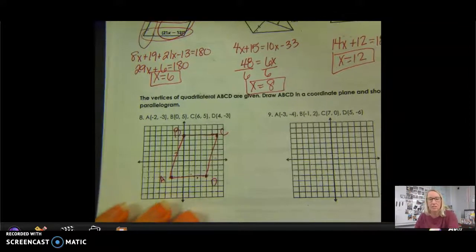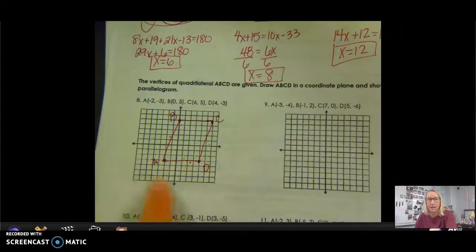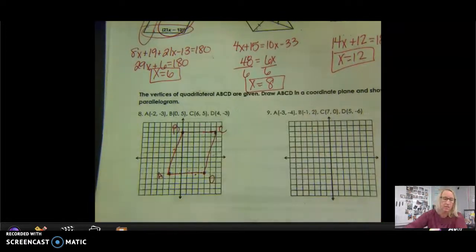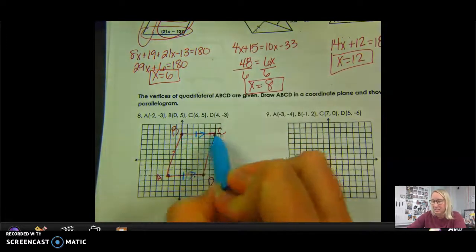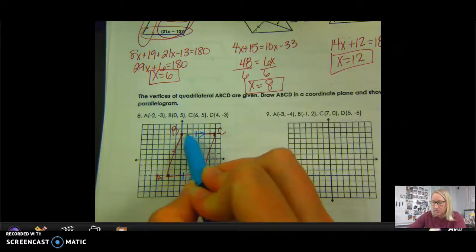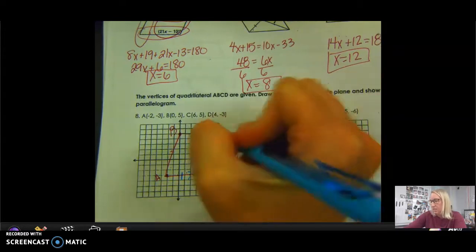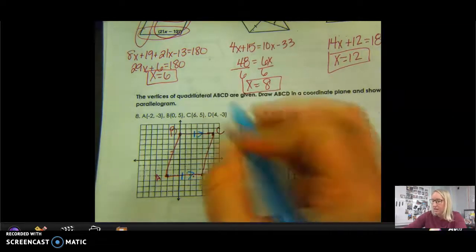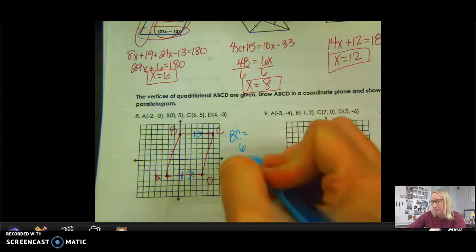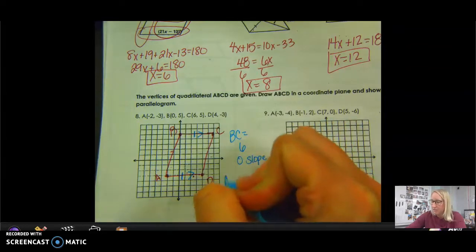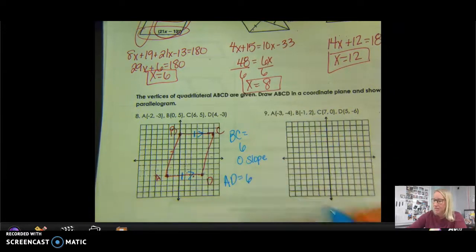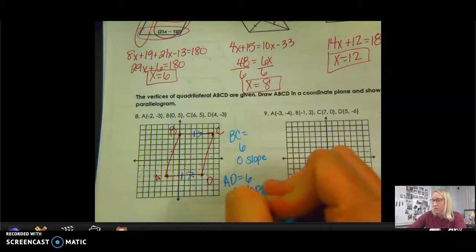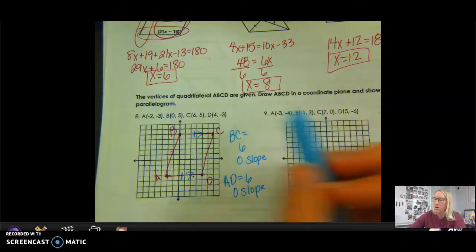Like this one would be easier to prove that it is a parallelogram if I prove that this side, BC, is congruent to AD, and if I prove that it's also parallel. And the reason I'm going to choose this way is because to find the distance of this, I can just count it because it's straight on the line. So 1, 2, 3, 4, 5, 6. So BC is equal to 6 in length, and its slope is 0. There's no rise. Then I'm going to do the same thing for AD. So 1, 2, 3, 4, 5, 6. So it's 6 in length, and it has a 0 slope. So I have proved that opposite sides are parallel and congruent.